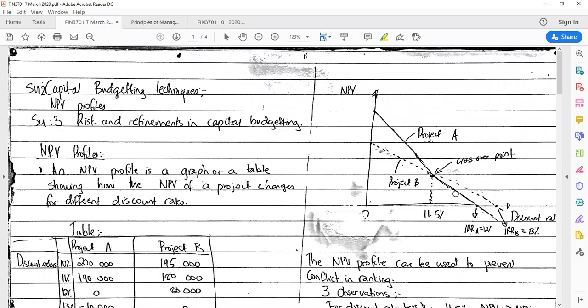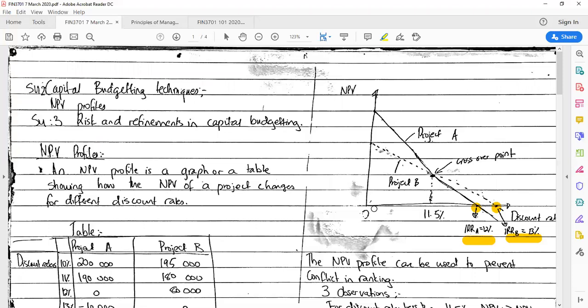Now, if you notice here, where the bold line for project A is crossing the x-axis, we have the internal rate of return for project A, which is 12%. And here, where the dotted line is crossing the x-axis, we have the internal rate of return for project B, which is 13%. Remember, the internal rate of return is the discount rate at which the NPV of a project is 0.